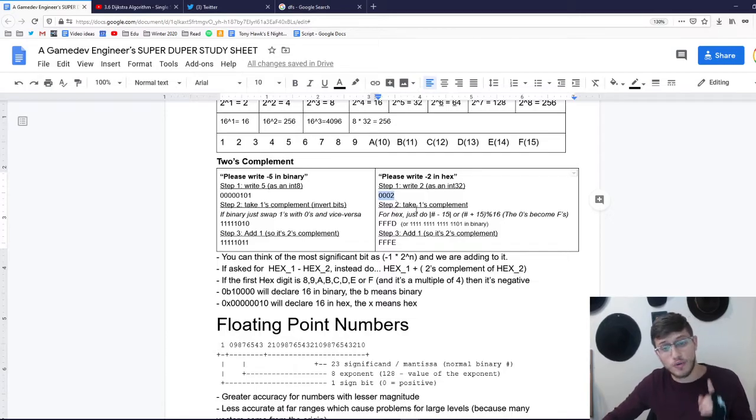Now for step 2, when you take the 1's complement, you can no longer switch the 1s and the 0s. Instead, what you have to do is take each digit and subtract 15, and then take the absolute value of that result. So for example, you take 2 minus 15, -13. Absolute value, 13. 13 is D. That's why I have a D here. What about 0? 0 minus 15 is -15. Absolute value, 15. So that's going to be an F. So you put an F here. And that is how you do it.